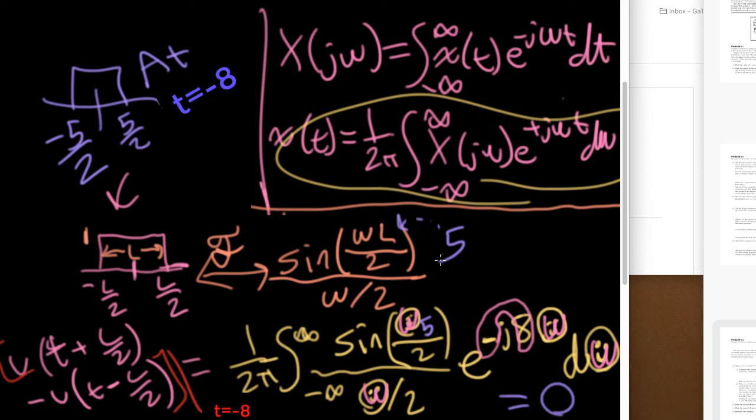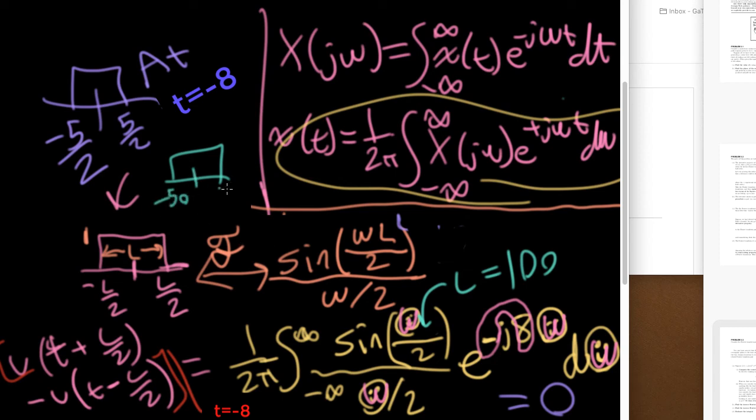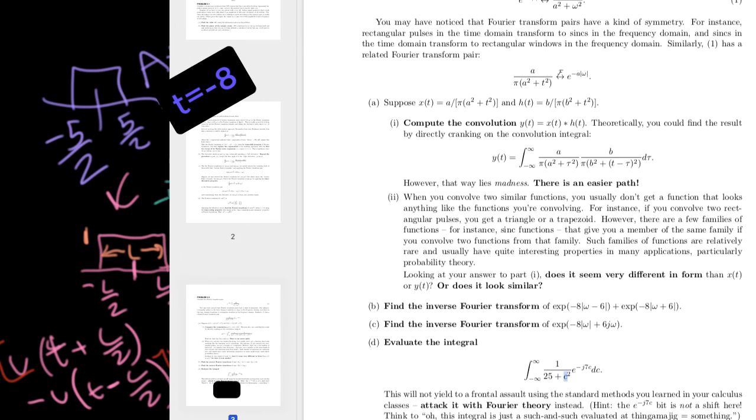So let's do a slight variation of this. What if this wasn't here at all? A slight variation of this. And let's let L be 100. Okay, so if L is 100, my boxcar is going from minus 50 to 50. Then if I plugged in t equal minus 8 there, obviously that would be within that realm. So then I would get 1 out. But again, imagine how difficult it would be to figure out that integral from scratch. So that was an extraordinarily long-winded attempt to explain what's going on in this problem.